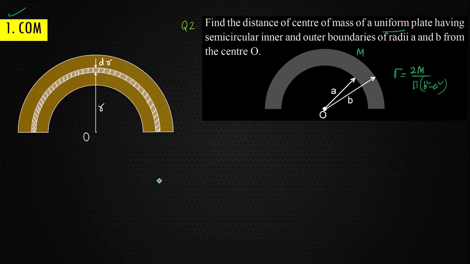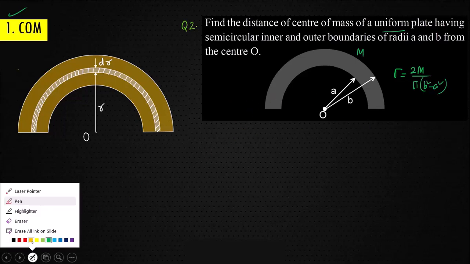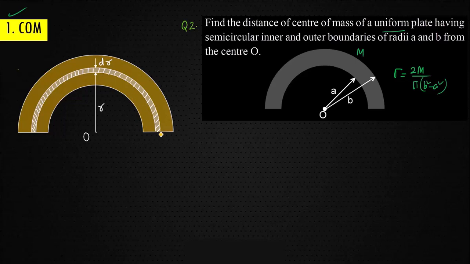Once I got the idea of the sigma, now I have to take the element. For this I will take a circular arc type element. By moving a distance of r from this center O, and further by dr length, I am taking this element. Now what is the area of this element? dA should be equal to pi r into dr. That is our dA.